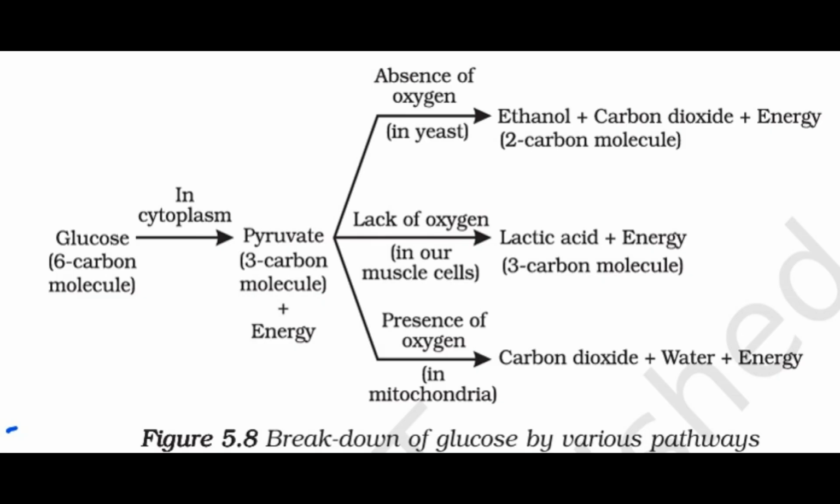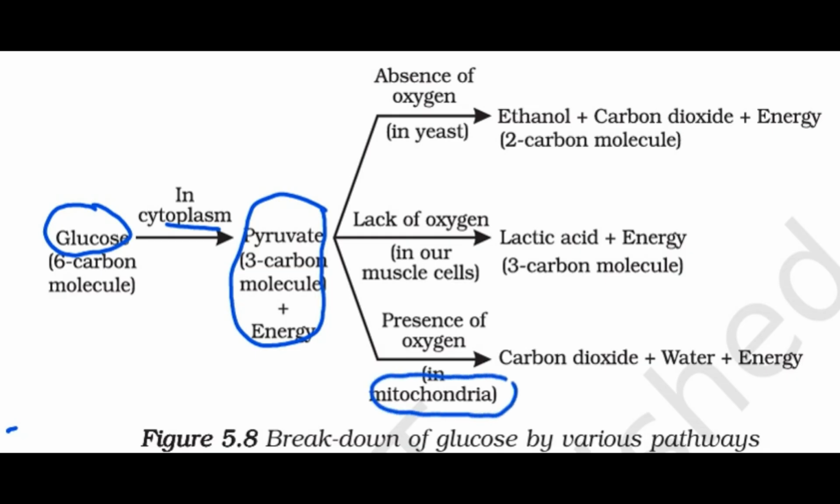This figure is very important. It is a figure showing the breakdown of glucose by various pathways. First, glucose, a 6-carbon molecule, in the cytoplasm gets converted into pyruvate plus energy, and pyruvate is a 3-carbon molecule. Then if pyruvate enters the mitochondria, as in plant cells or animal cells, in the presence of oxygen the pyruvate will get converted to carbon dioxide, water and energy.